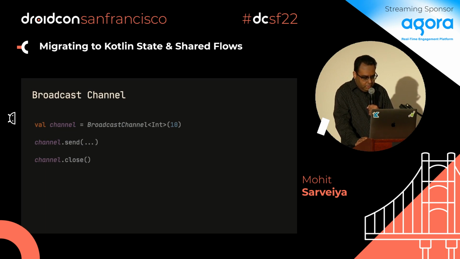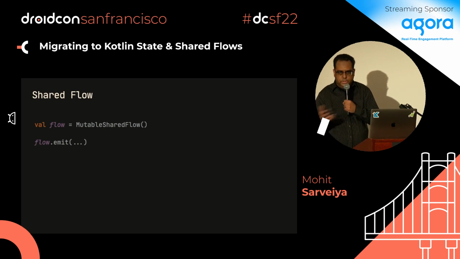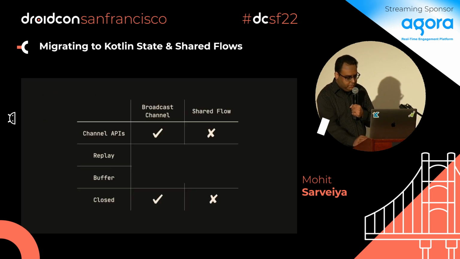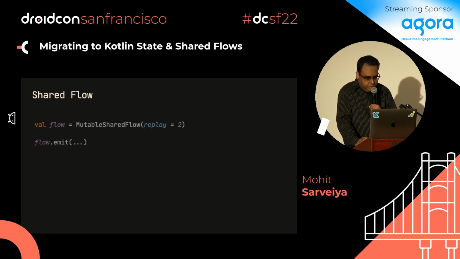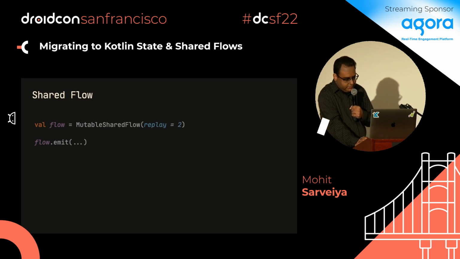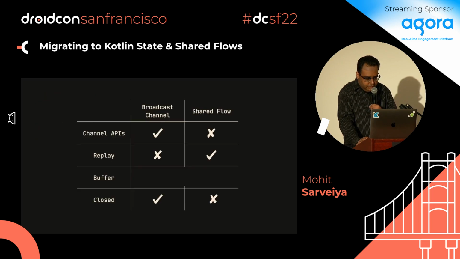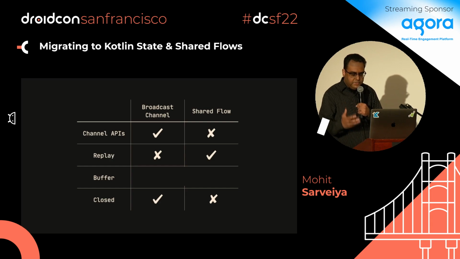And whereas a shared flow is much simpler. There's no idea of closing a flow. There's only an emit method. So it's much simpler to use than broadcast channels in terms of its API. And the other thing that shared flow has is this feature of being able to replay, which is not in a broadcast channel. Both of these constructs have this ability to specify a buffer size.